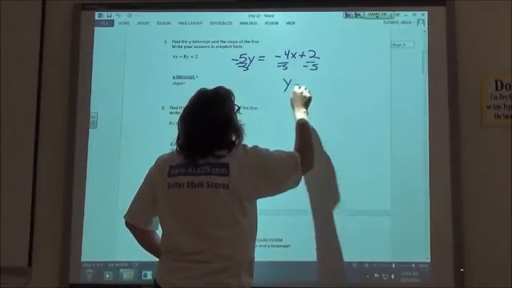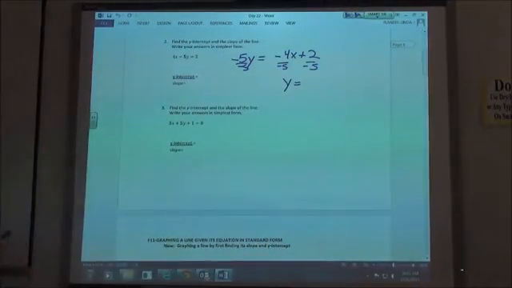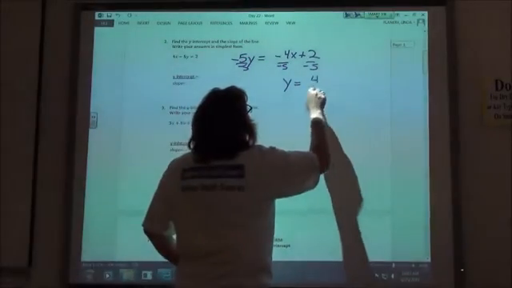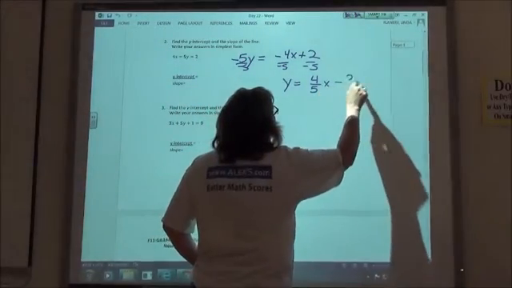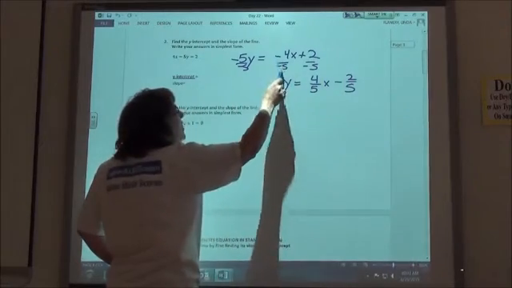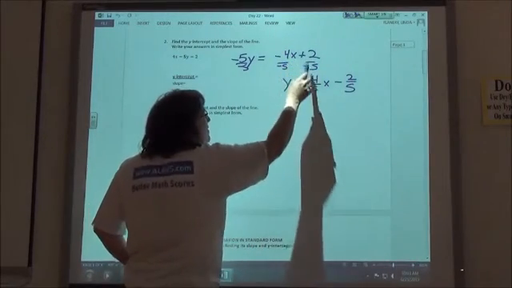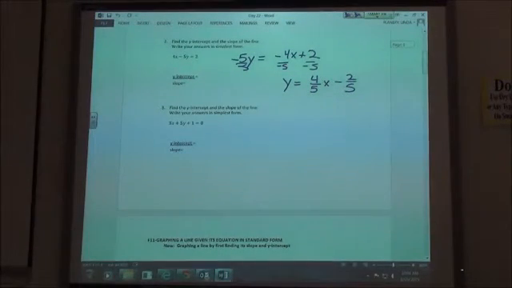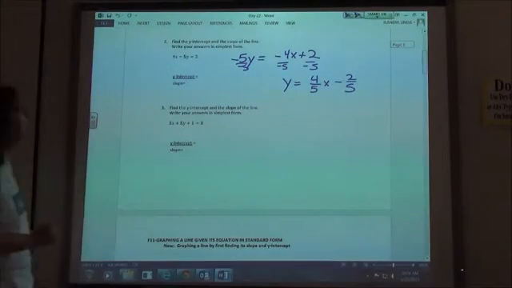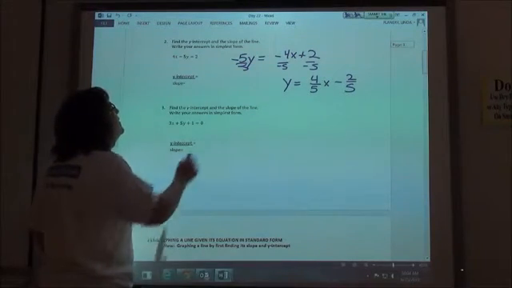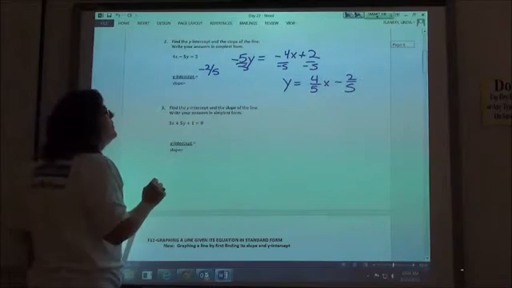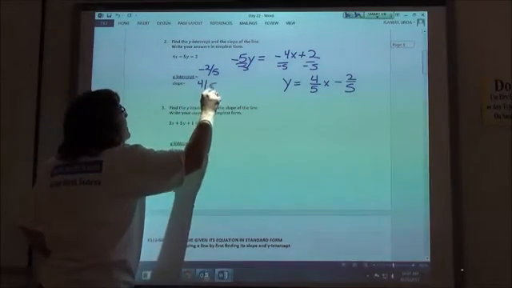And so y would equal 4/5 x minus 2/5. Negative divided by a negative is a positive, and a positive divided by a negative is a negative. So picking out my y-intercept would be negative 2/5, and my slope 4/5.